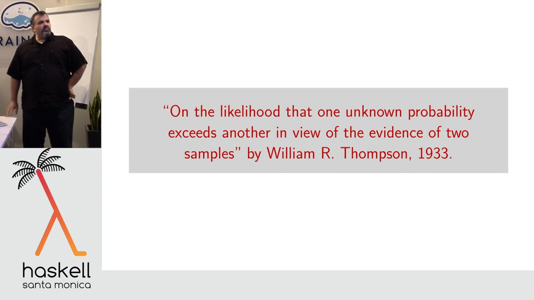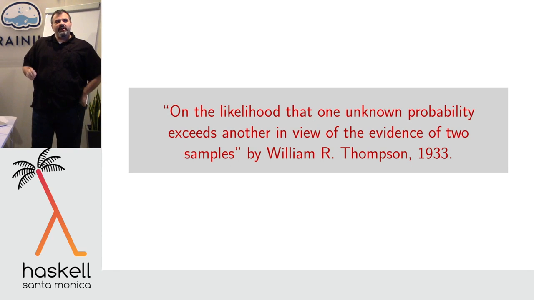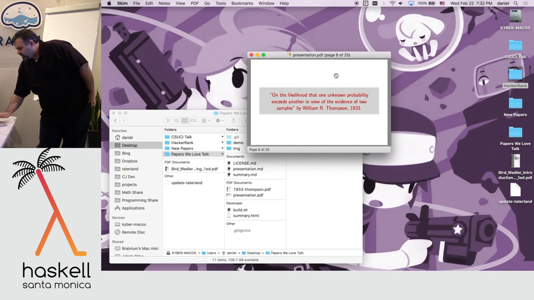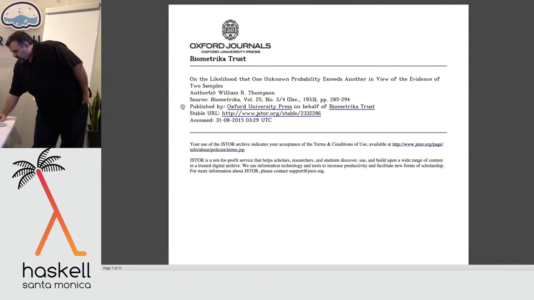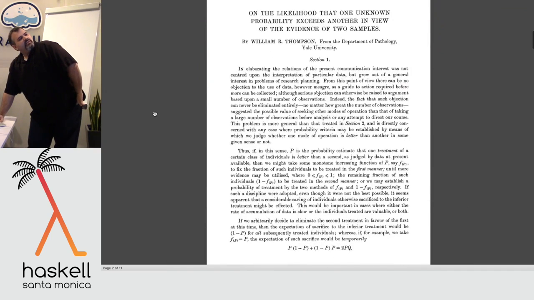So this brings us to the paper that we're going to look at today, on the likelihood that one unknown probability exceeds another in view of the evidence of two samples. Let's actually take a look at the paper real quick. So we have it in, I think I said bioinformatica. It's Biometrika. Let's see.